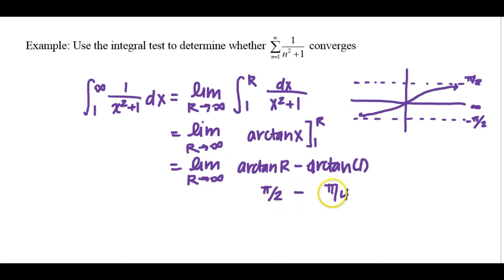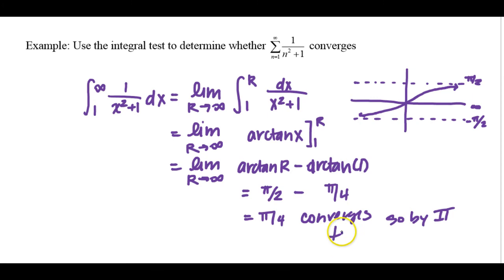So this is a finite number, so that means that this original improper integral converges, right? So pi over 2 minus pi over 4 is pi over 4. It's a finite number, so this converges, and so the original series converges. So by the integral test, the series converges. So this was kind of a tricky one. It was the arctangent function. We needed to know what arctangent looked like as r went to infinity.